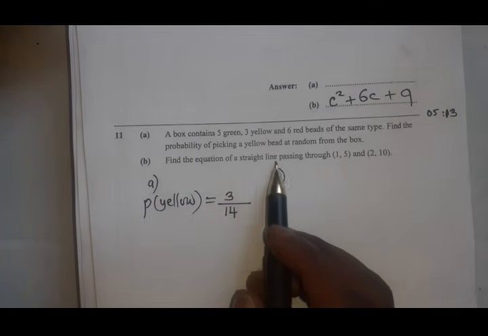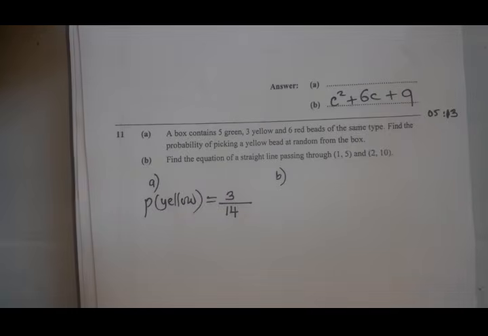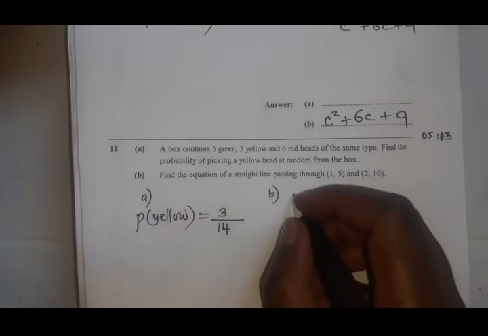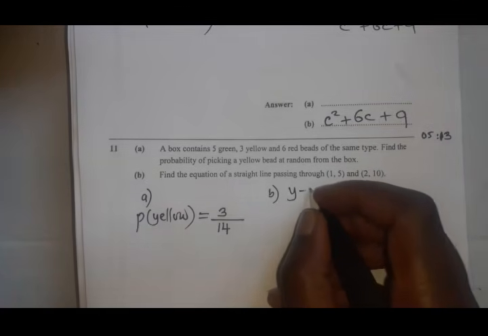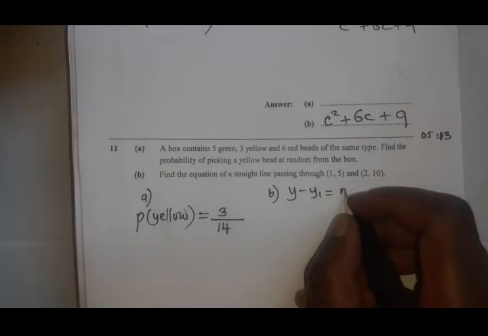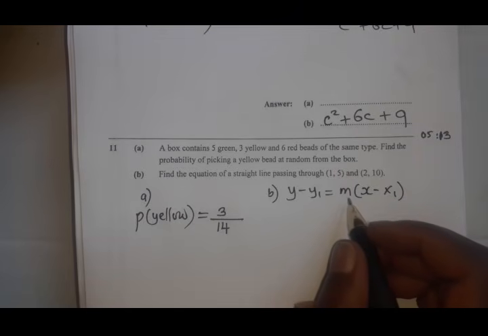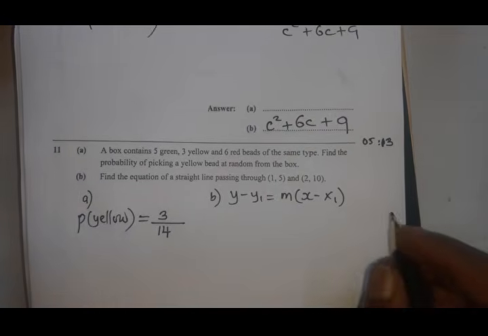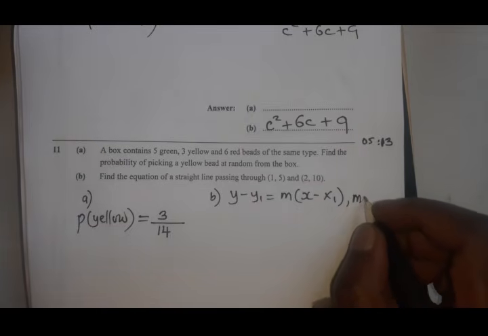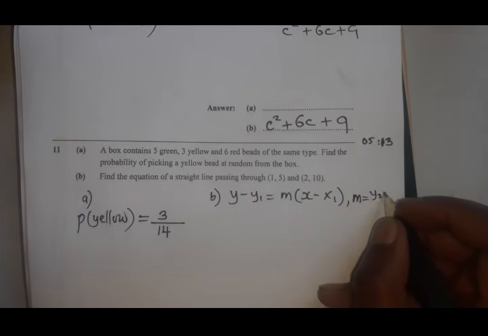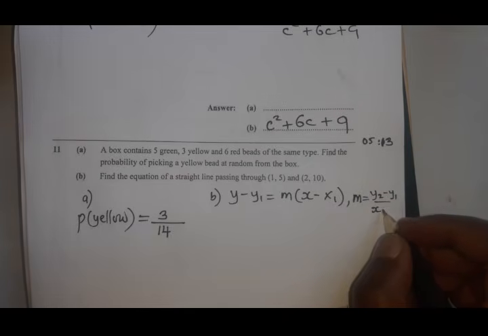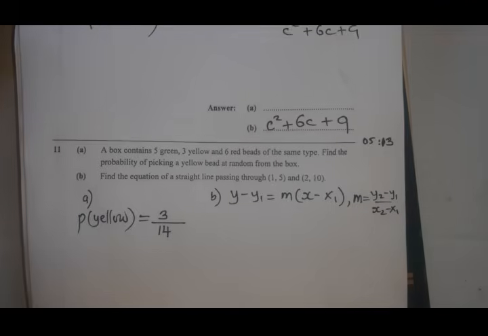Find the equation of a straight line passing through this point. To write the equation of a straight line, we need the gradient. We use this formula, and the gradient is what we do not have, so let us find the gradient first. Gradient is equal to y2 minus y1 over x2 minus x1.